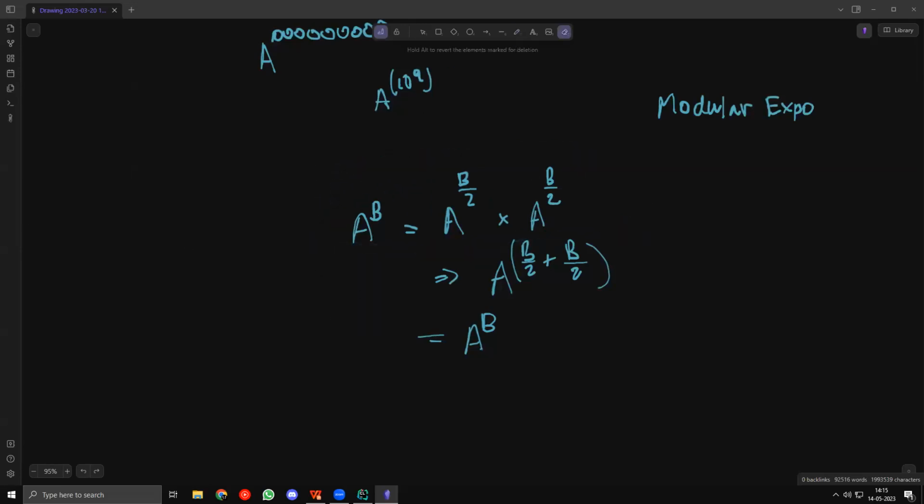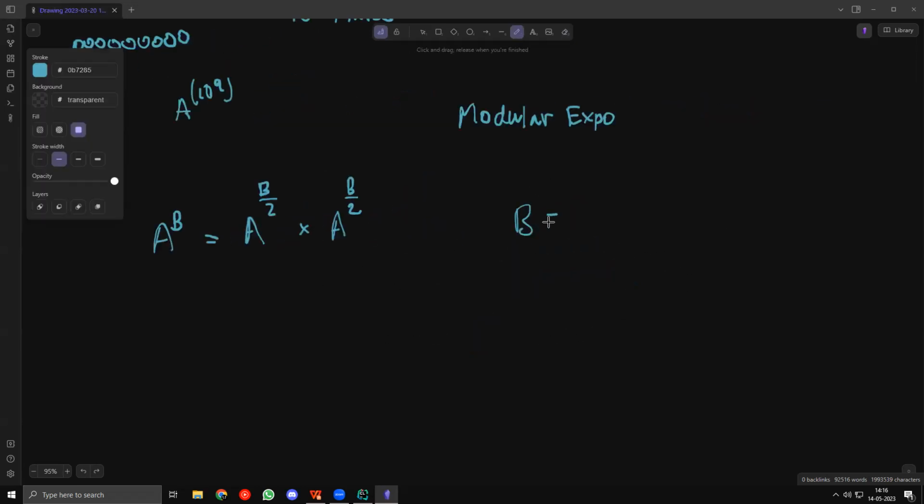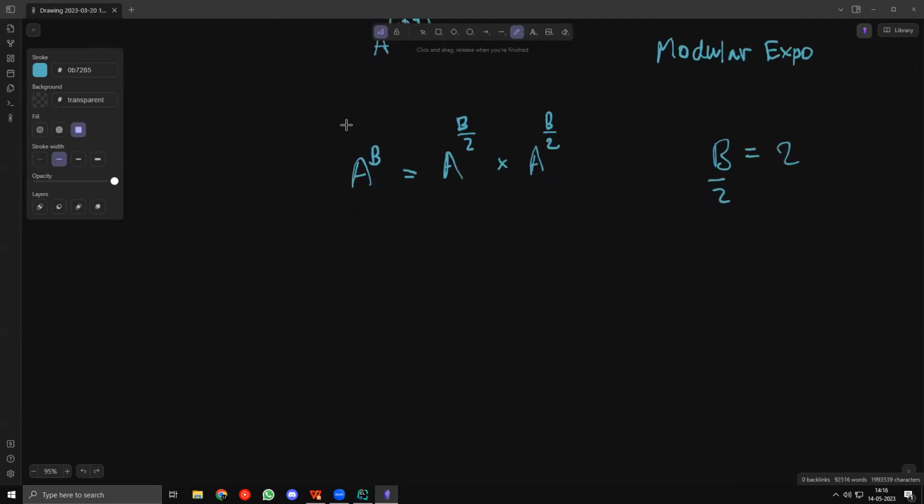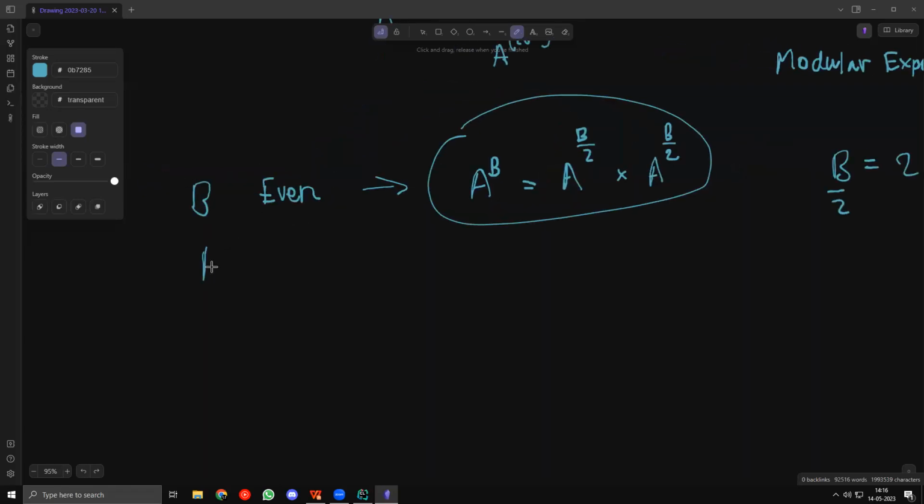But in C++, there's an issue, which is that division gives you an integer. If you are dividing an integer by an integer, it gives you another integer. So if you take b equal to 5 and divide it by 2, you'll get 2 as the result. So this is only true if b is even. Otherwise, if b is odd, then we have to take a different approach.